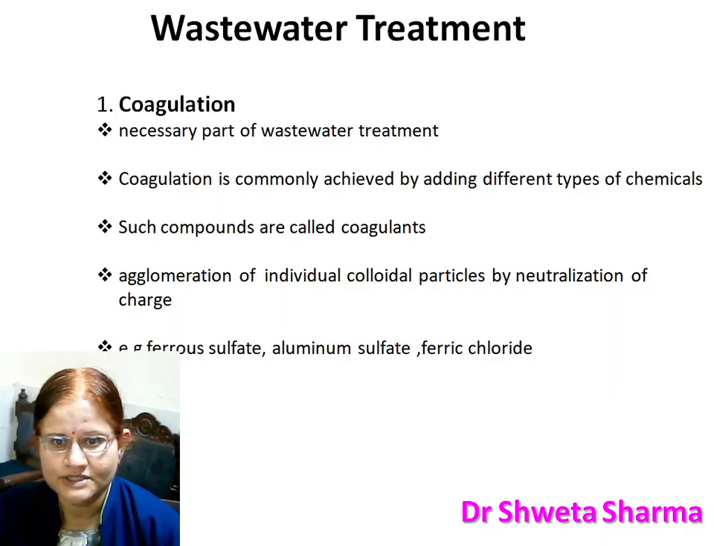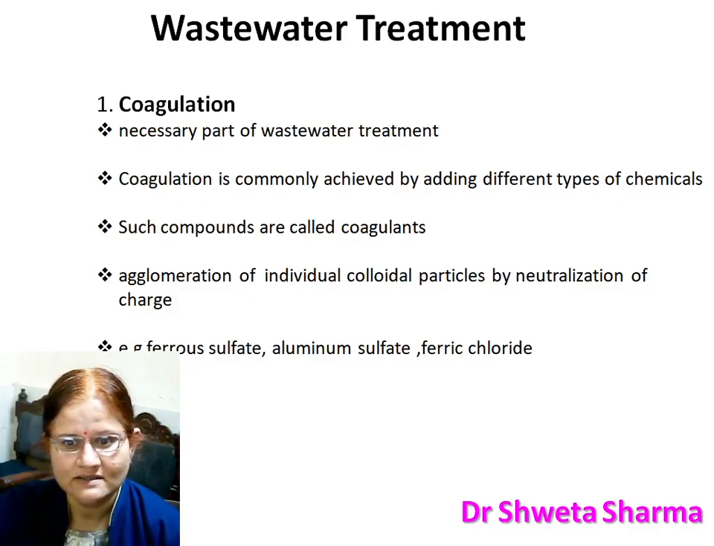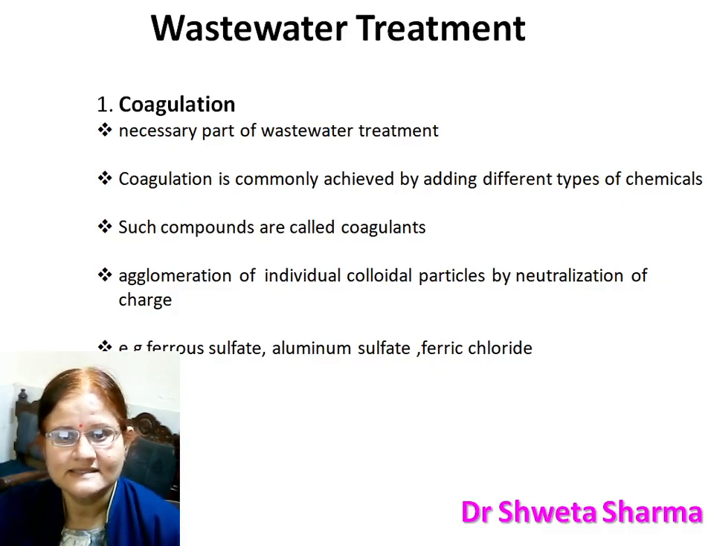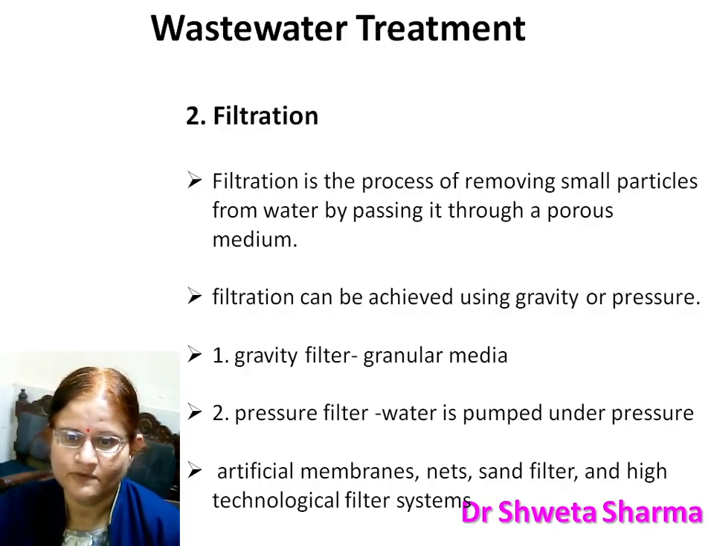In the first, coagulation, we treat wastewater by using certain chemicals like alum or ferrous sulfate, or we can use ferric chloride. These coagulants are commonly added to the wastewater, and they agglomerate the colloidal particles and neutralize the charges. The second one is filtration, in which we use gravity filter granular media, or we can use pressure filters. So by this filtration we can remove small particles from the water.